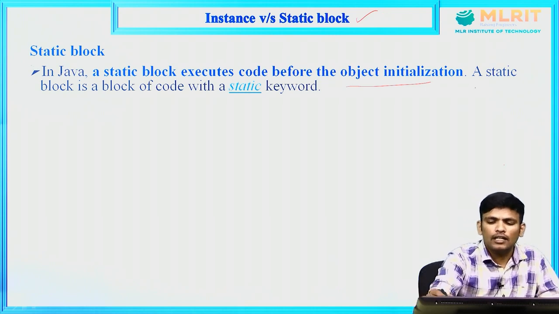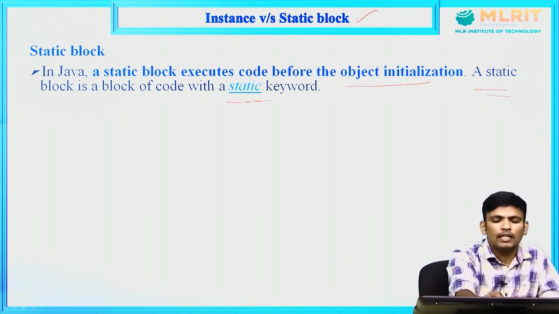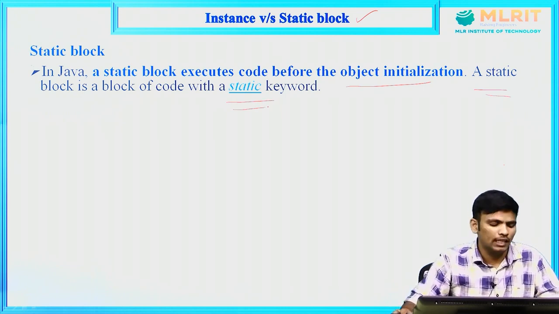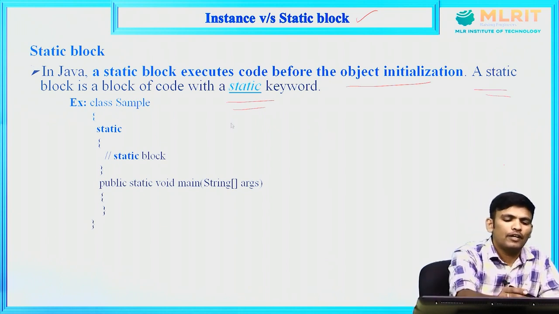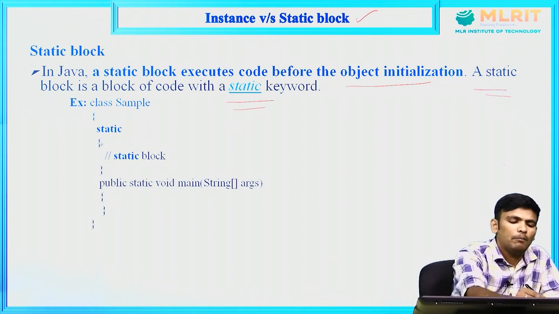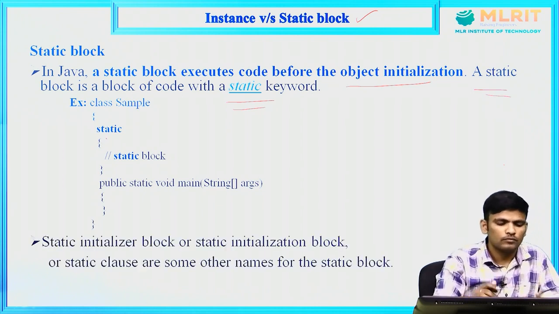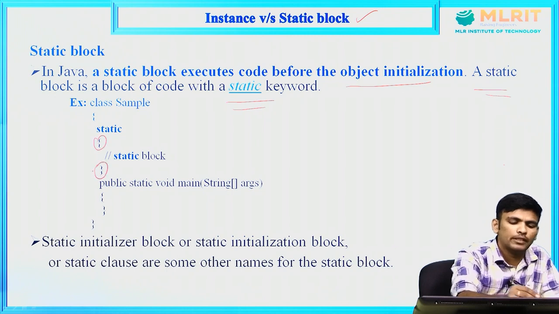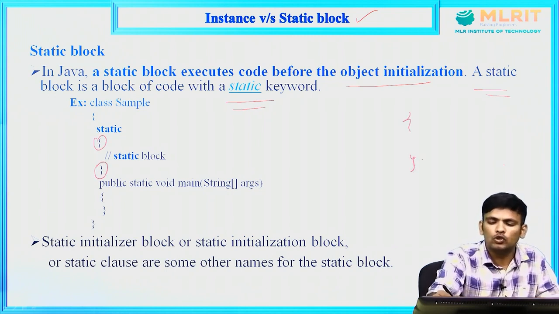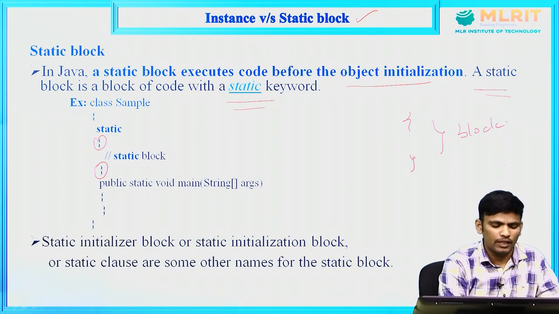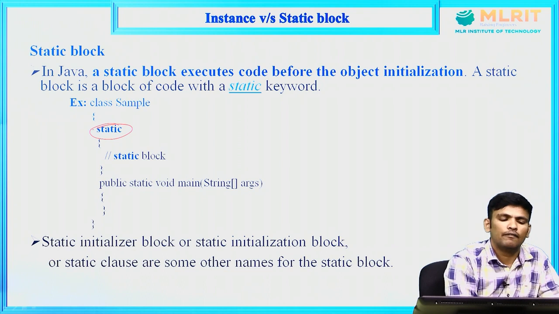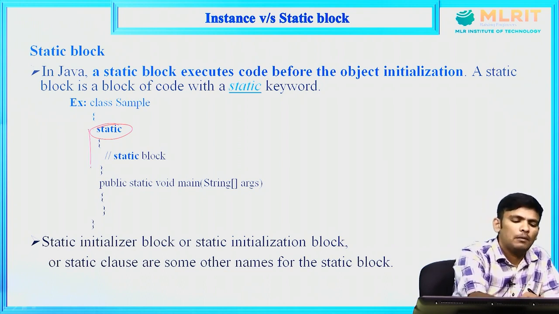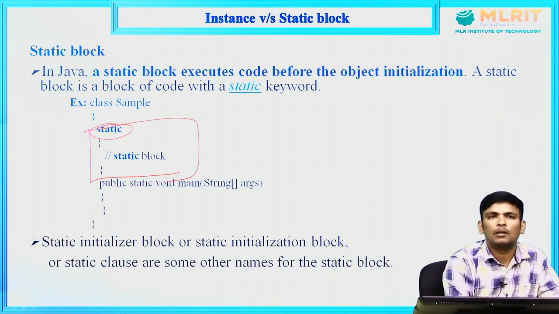A static block is a block declared with the static keyword. Here I have a class, the class name is Sample, and here I have a block. As we know, an open brace and a closed brace collectively are called a block. Now this block is declared with the keyword static, so this entire block becomes a static block.